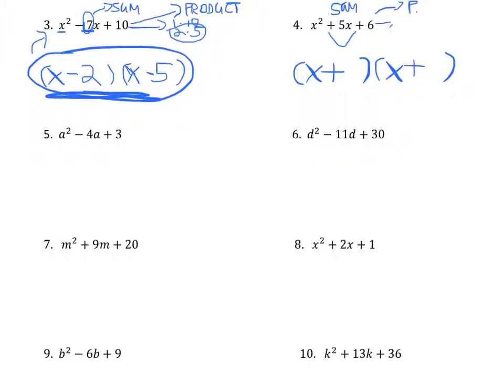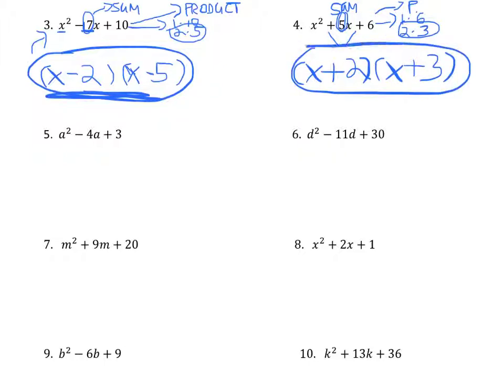So when I list all the factors for 6, it's just 1 times 6 and 2 times 3. Then the main question you're asking yourself, out of 1 and 6 and 2 and 3, which one gives you a sum of 5? Well, clearly 2 and 3 works. 2 plus 3 is 5, so we put 2 and we put 3 in here. And that's our answer.